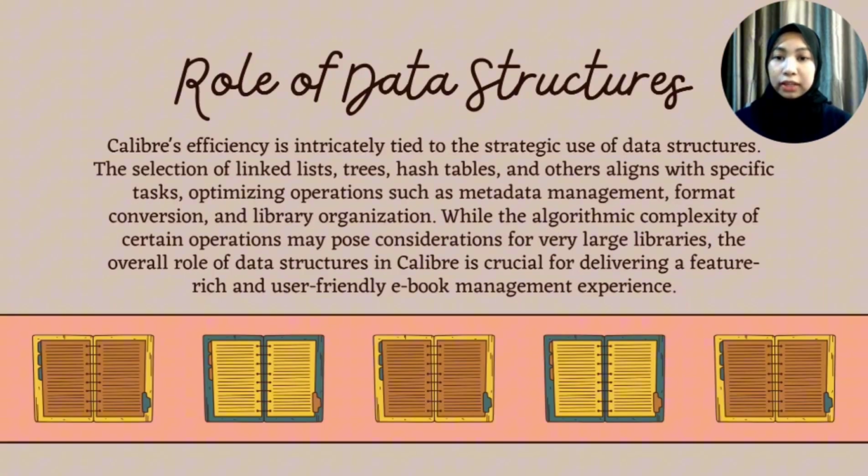The role of data structures. Calibre's efficiency is intricately tied to the strategic use of data structures. The selection of linked lists, trees, hash tables, and others aligns with specific tasks, optimizing operations such as metadata management, format conversion, and library organization. While the algorithmic complexity of certain operations may pose considerations for very large libraries, the overall role of data structures in Calibre is crucial for delivering a feature-rich and user-friendly ebook management experience.